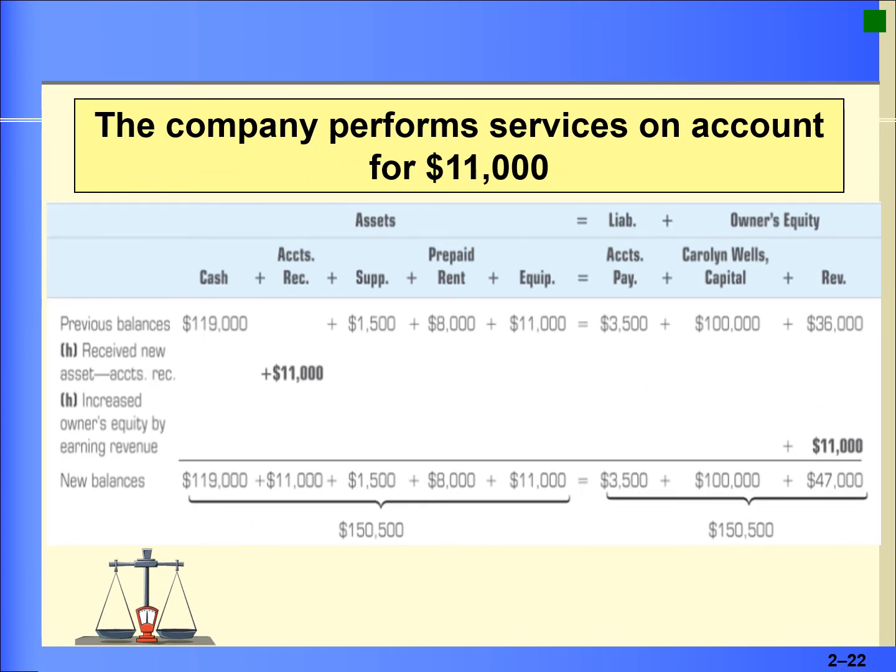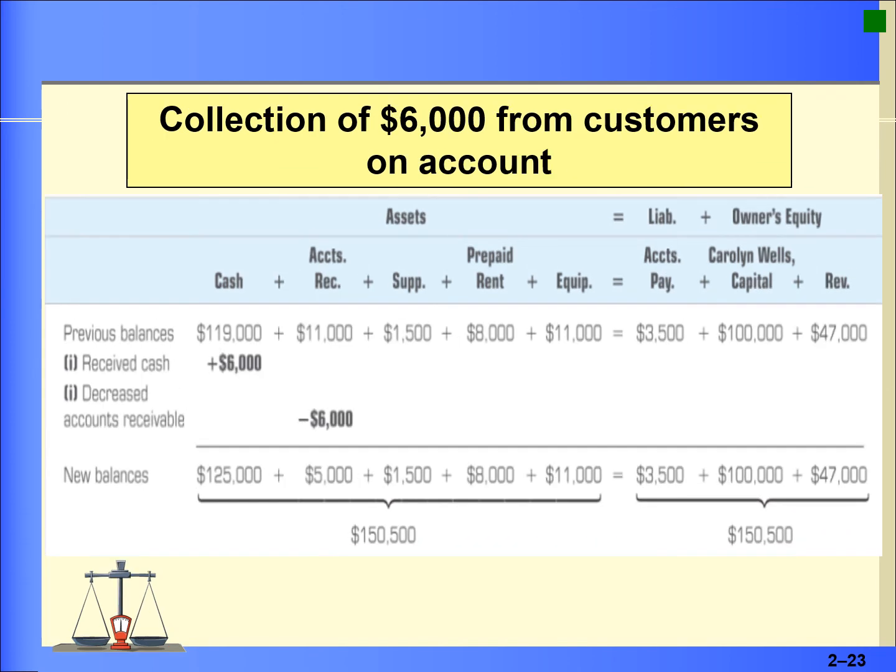Notice on this particular transaction, the previous slide had a cash revenue. Here's an example of a credit revenue, $11,000. And notice how accounts receivable, which is also considered an asset, is going to increase. Your revenue is going to increase over here. And again, you're still going to be in balance. Here's the dual effect of the accounting equation.